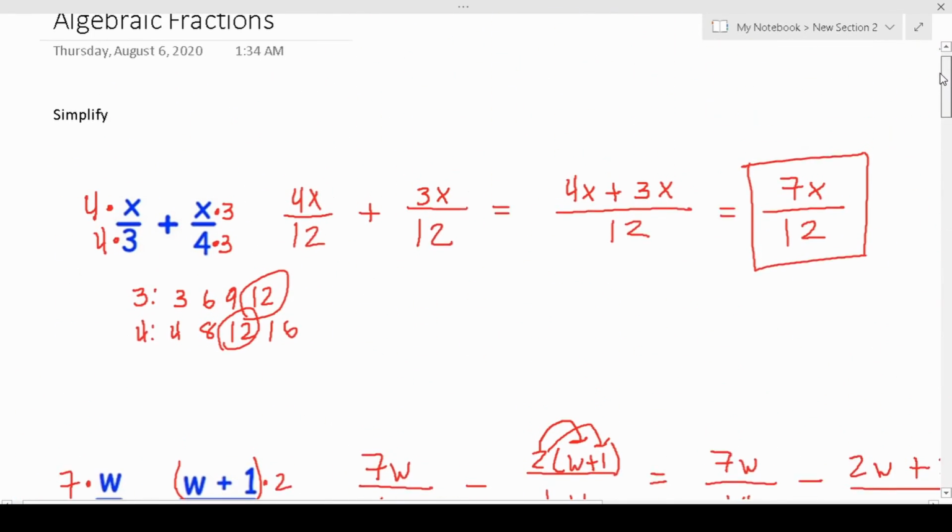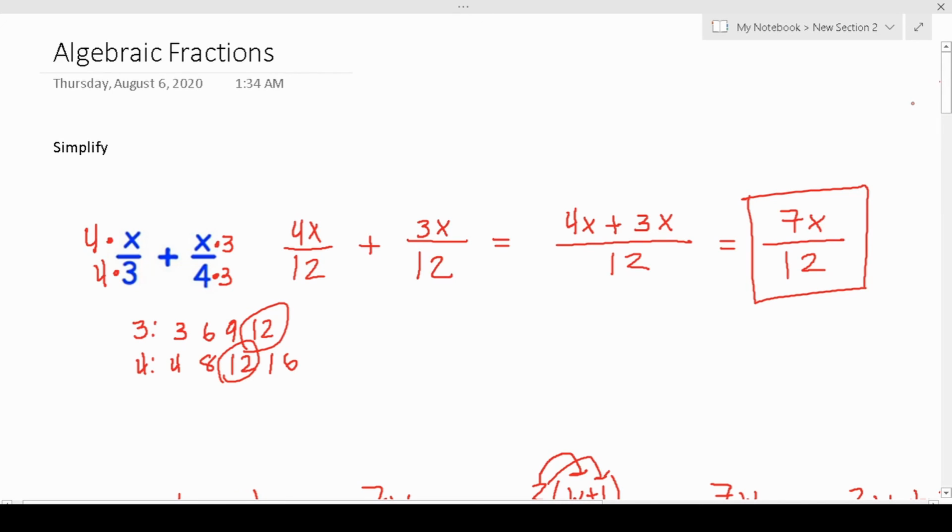Again, we talked about algebraic fractions, and we looked at almost all the variations you'll see on the ASVAB.